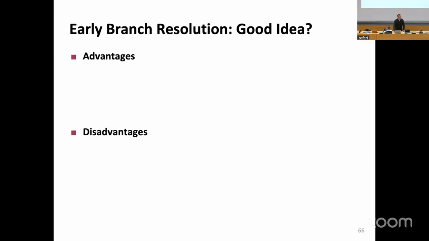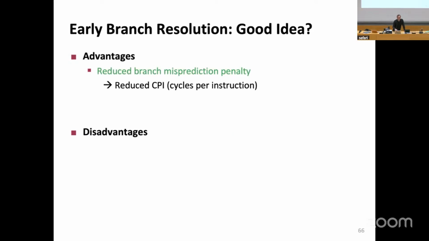Yes? I mean, wouldn't we increase latency? Exactly, yeah. So the advantage, let's start with the advantage. You reduce the branch misprediction penalty. You reduce the cycles per instruction, which is good.